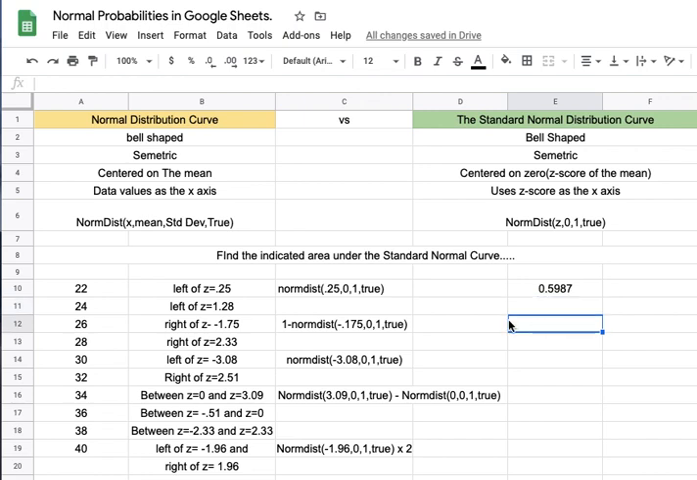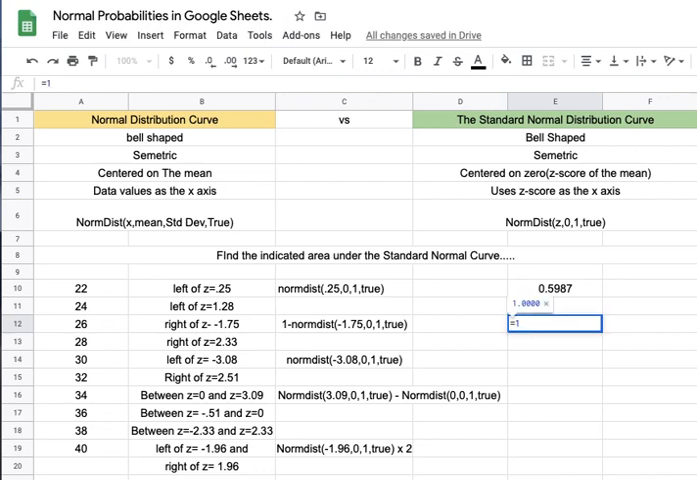Jump down here to number 26. Now it says find the area to the right of a z-score of negative 1.75. Area to the right. So we're still going to do a normal distribution. Negative, I have this written in here incorrect. Let me fix it. Negative 1.75, comma, 0, comma, 1, comma, true. And we're going to want to subtract that answer from 1.